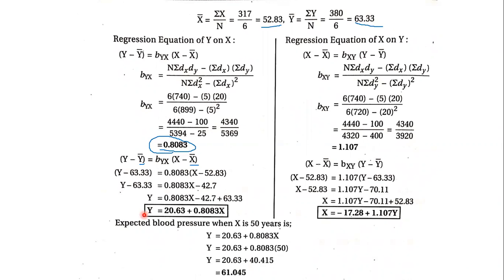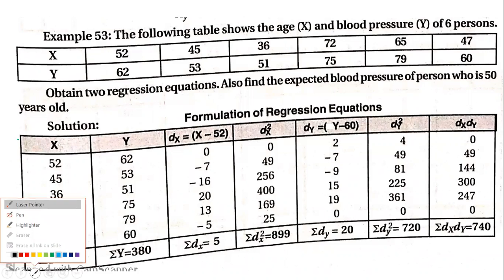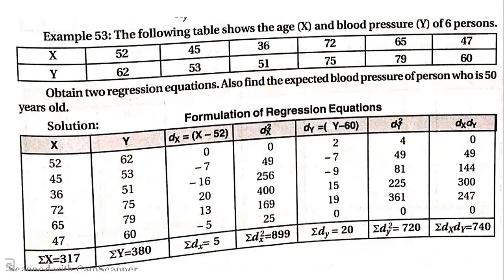And this is y on x equation. Now, going back to the question, obtain two regression equations. So we have got two regression equations. Then also find expected blood pressure of person who is 50 years old. Okay, so x is age, right? So they have given us x is equal to 50 years and they have asked us to find out y.